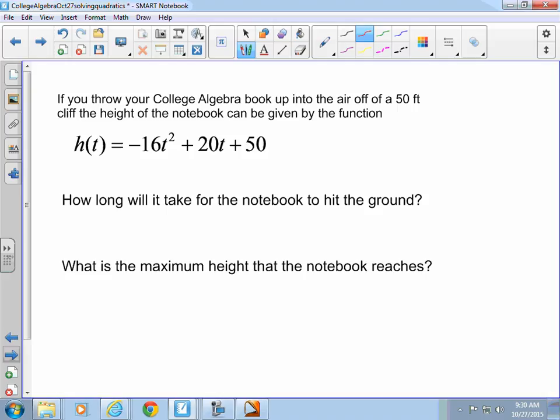We are going to use our calculator to do this. We wouldn't have to use our calculator for part A, but we would have to use our calculator for part B. A few minutes to write.